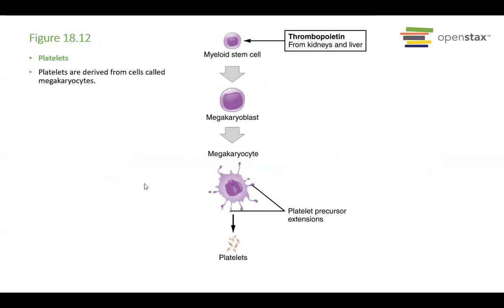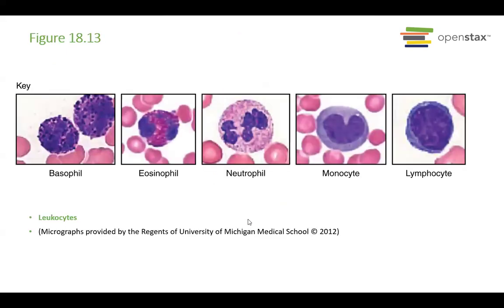Platelets. Platelets are derived from cells called megakaryocytes. So the megakaryocytes are made from myeloid stem cells. You have megakaryoblasts and megakaryocytes. So you saw that you begin with myeloid stem cell, and myeloid stem cell would be converted into megakaryoblast, and the megakaryoblast will give you the megakaryocyte. And the megakaryocyte is the precursor for our platelets.